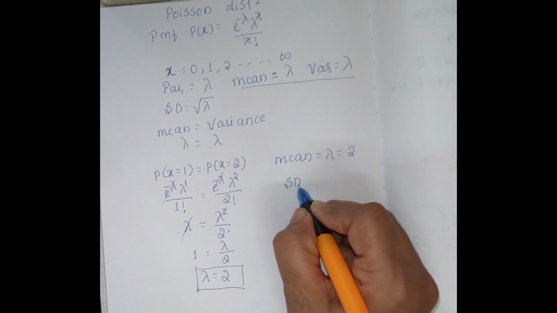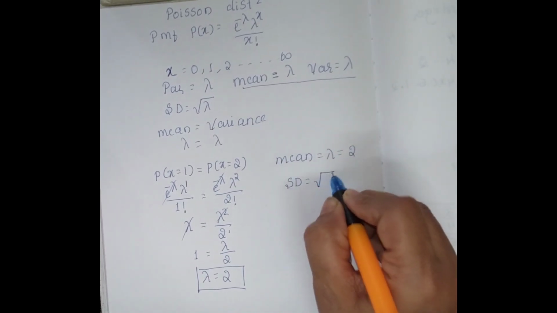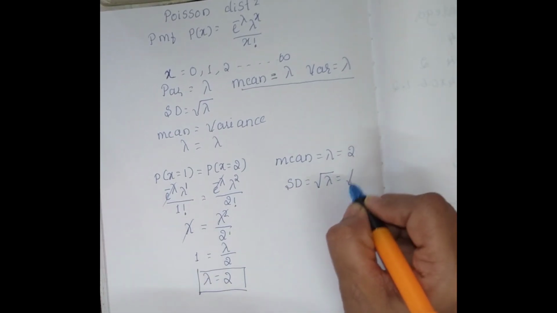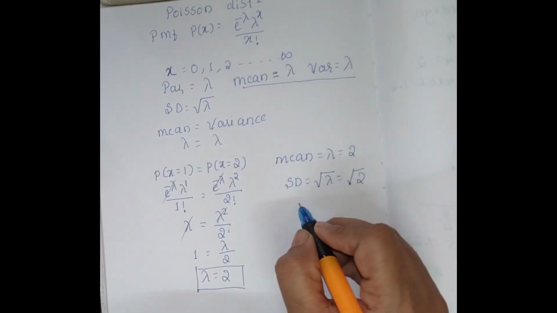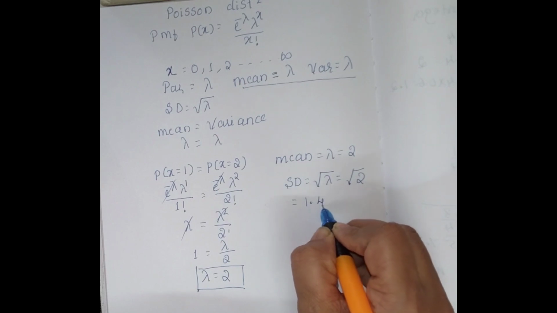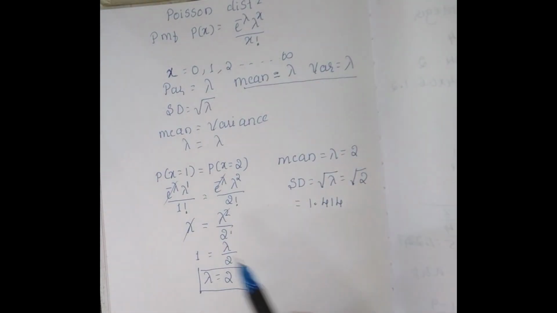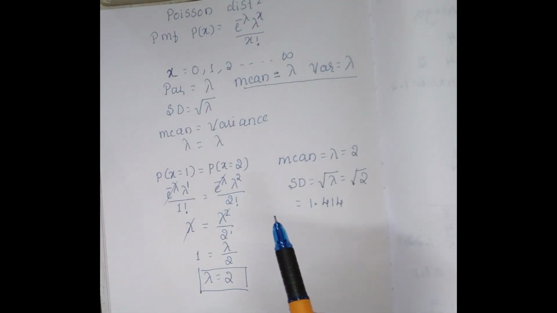Then what is the standard deviation? Standard deviation is equal to the square root of lambda, that is equal to the square root of 2. That answer is 1.414. In a 2 mark question, they ask only this one.